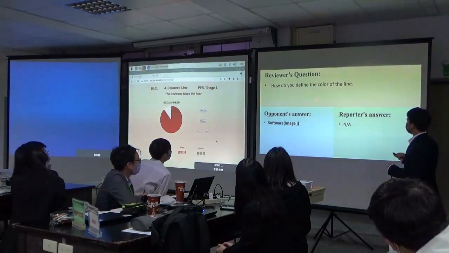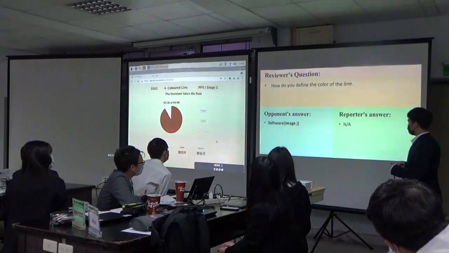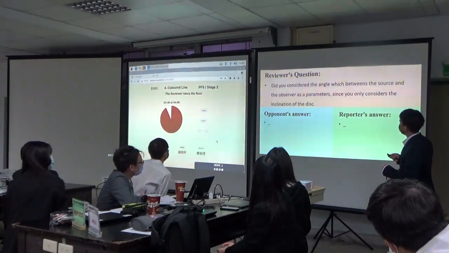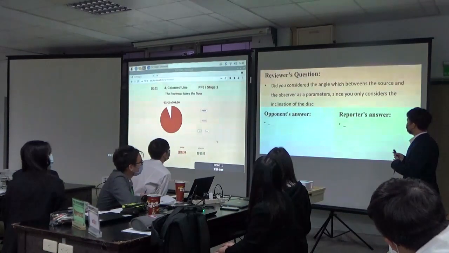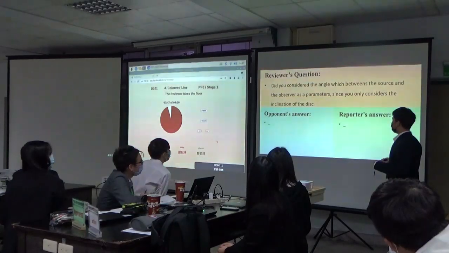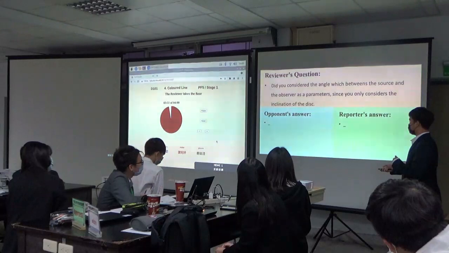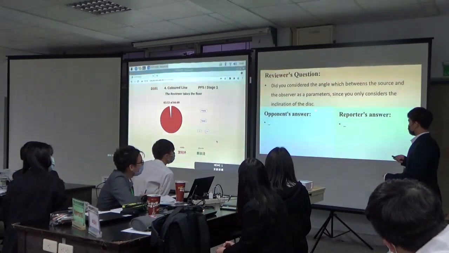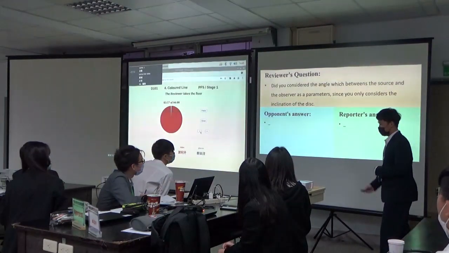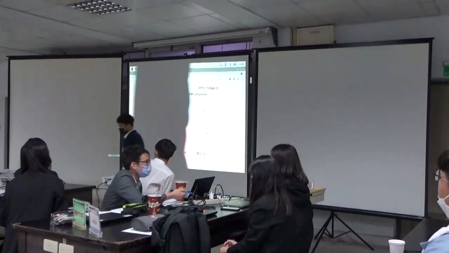Okay, how to define the color of the line? Opponent says software. I asked to consider the angle between the source and observer as a parameter, and in my opinion, it will affect the result of the experiment. So it will be the main parameter of this experiment. Thank you. Okay, so reporter, please conclude the remarks.